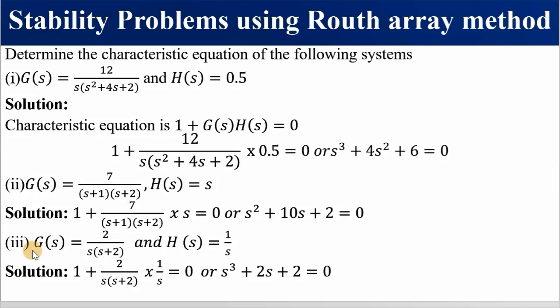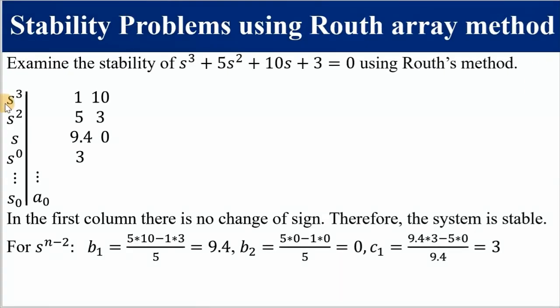Then the third question is, this is our G of s, this is our H of s. So we multiply G of s by H of s, which is equal to this. So this is our characteristic equation, or this one is also our characteristic equation. You must be able to simplify from there.